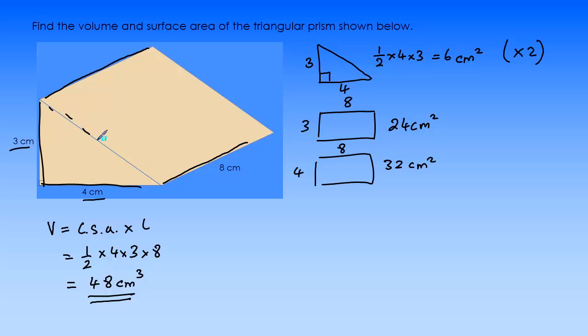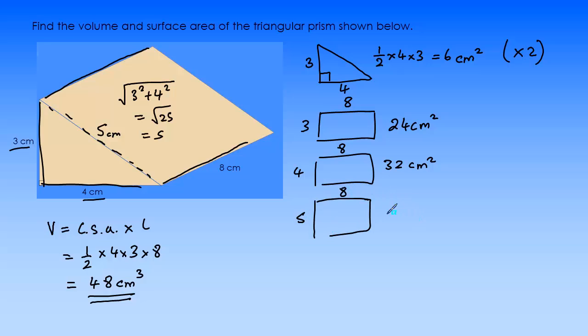Now in order to work out this front rectangle we need this length. And we can use Pythagoras' theorem for that, because we've got a right-angled triangle. This is the hypotenuse, so it's going to be the square root of 3 squared plus 4 squared, which is the root of 9 add 16, root 25, which is 5. So this length is 5 centimetres, and so we've got another rectangle which is 5 by 8, giving us 40 centimetres squared.